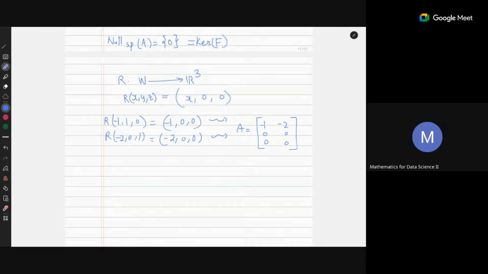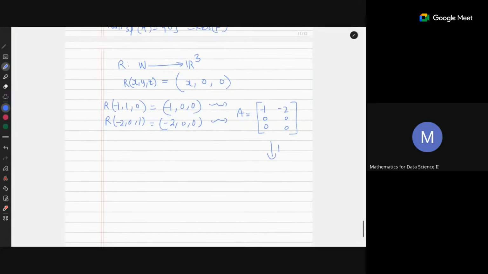Now, what is the nullity in this case? I can perform one row operation: R1 minus R1 gives 1, 2, 0, 0, 0. So there is one dependent and one independent variable. Nullity is 1, right? So in particular, now I will solve this equation.